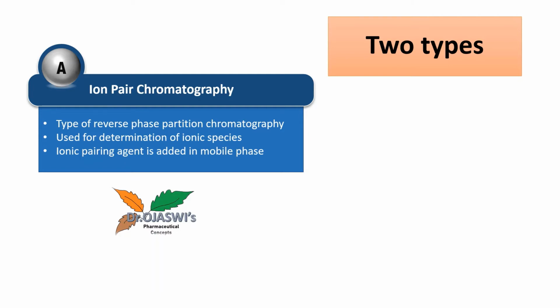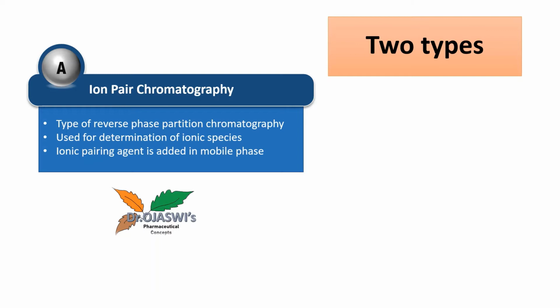Ion pair chromatography is used for determination of ionic species. Ionic pairing agent is added in the mobile phase. So this is something different as compared to other methods. In ion pair chromatography, basically we have to remember that a pairing reagent, which is a counter ion, is added in mobile phase. This is the most important point.